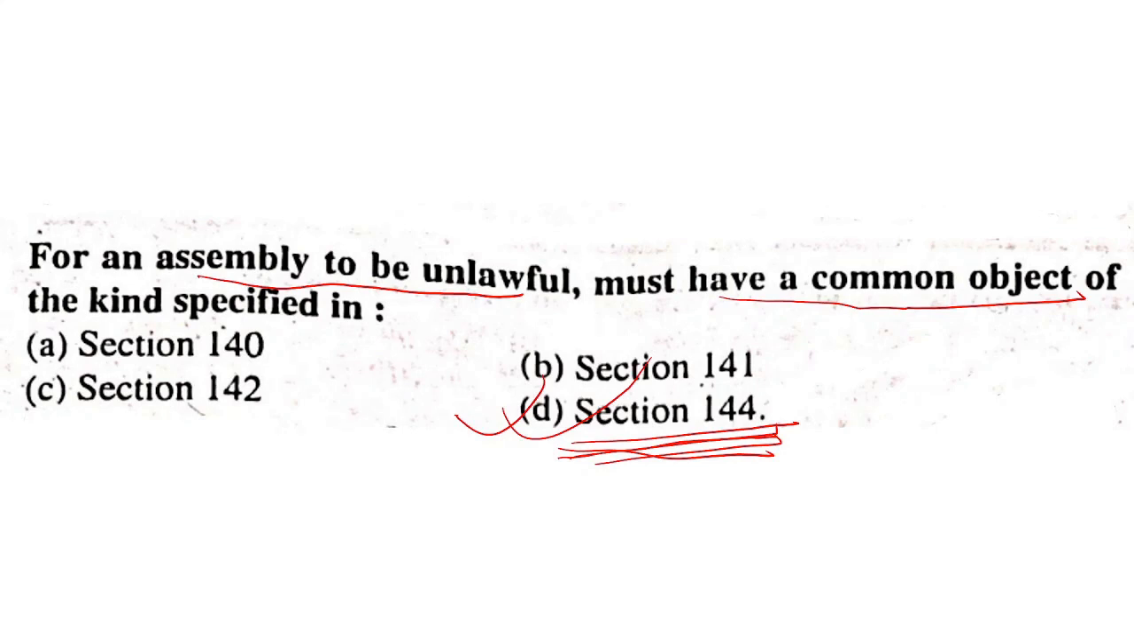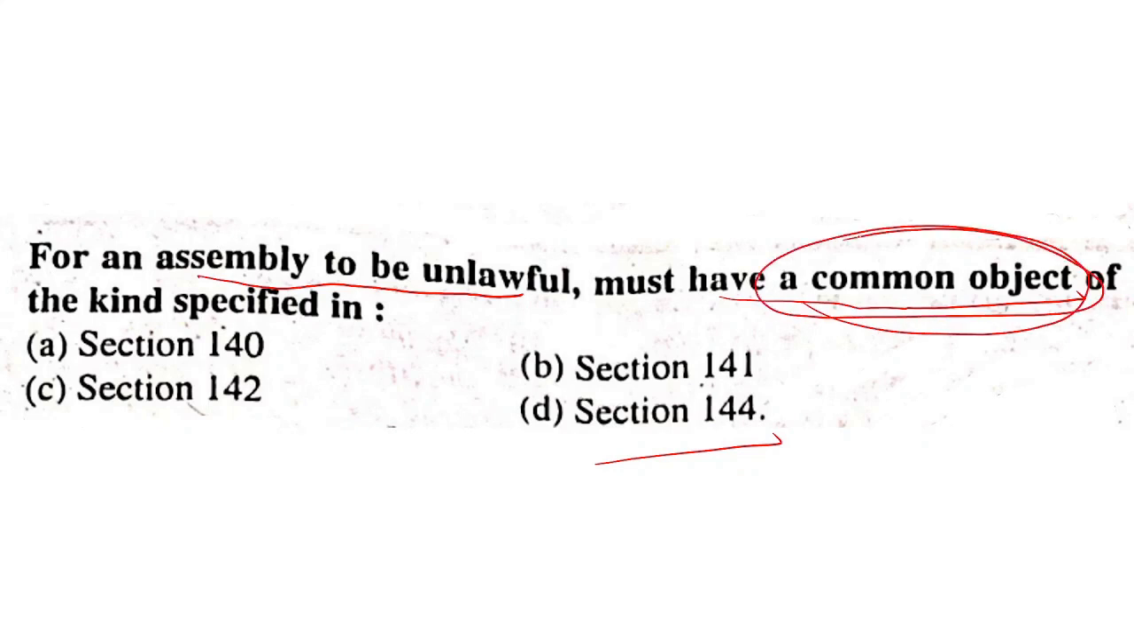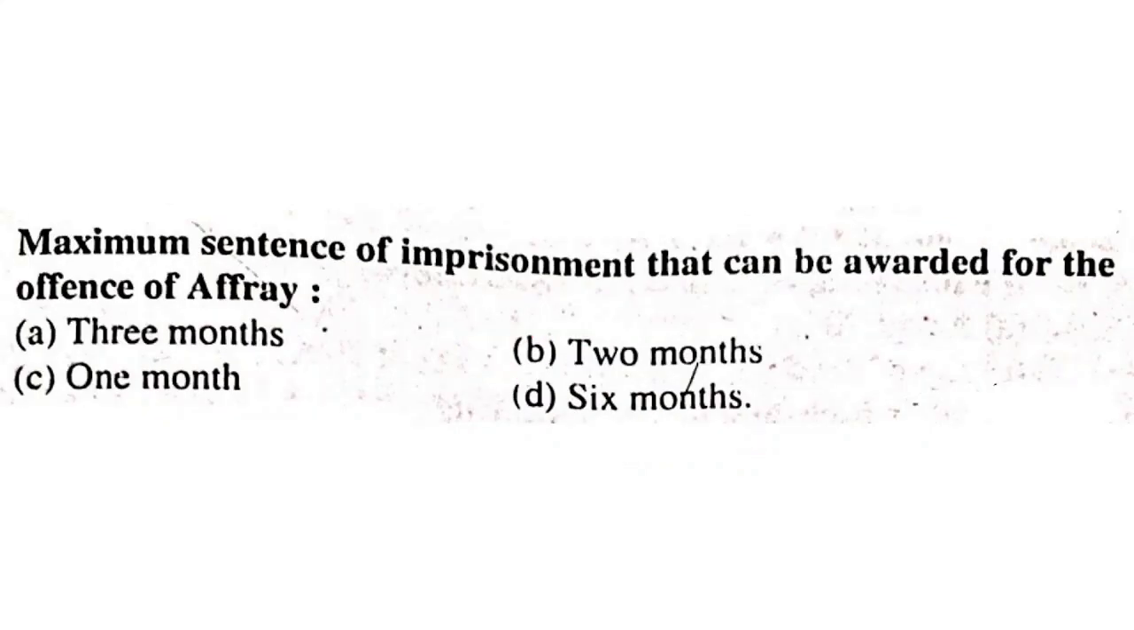For an assembly to be unlawful, it must have a common object of the kind specified in section 144, section 140, 141, 142 or section 144. For an assembly to be unlawful, the common object specified in section 141, not 144, it is section 141. The common object is given or specified in section 141 of the IPC.